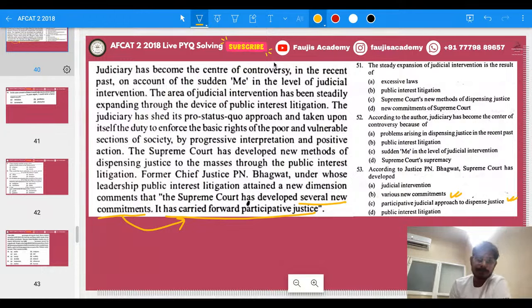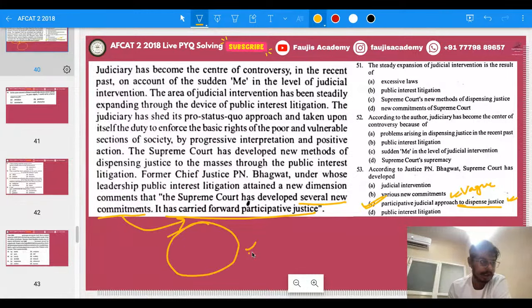I go with the larger votes. So, various new commitments has developed a participative judicial approach to dispense justice. It's vague even in telling what those commitments are. What exactly are those commitments? We don't know. A participative judicial approach to dispense justice does sound like a broad idea.